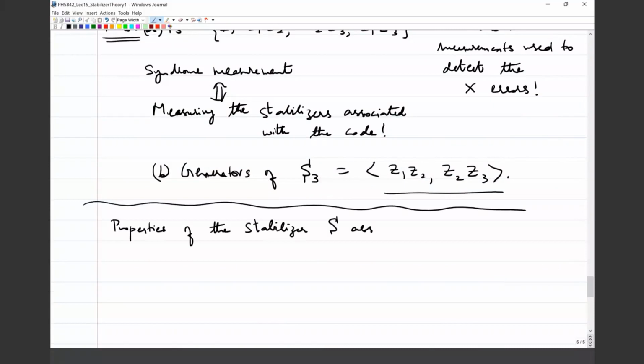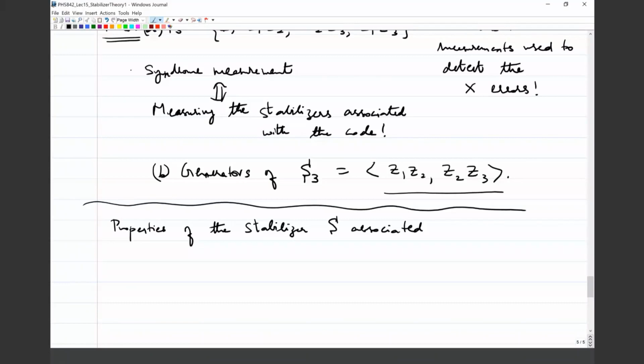Syndrome measurement being equal to measuring the stabilizer. Sorry, can you say that again? I only heard half your question. I'm saying, is this the general feature of all other stabilizers? This syndrome measurement being equivalent to measuring the stabilizer? Yes, indeed, it will be. It will be when we discuss the error correction properties, and I don't want to do that today because that's a longer discussion. So indeed, it will turn out exactly to be this case.